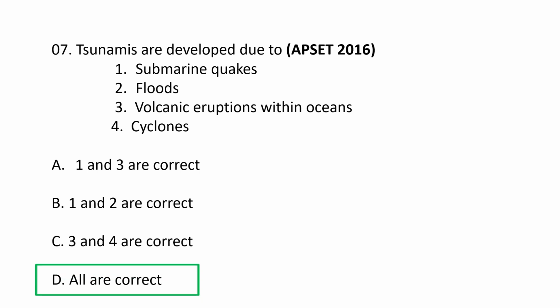Tsunamis are developed due to submarine quakes, floods, volcanic eruptions within the oceans and cyclones. Tsunamis are developed due to large-scale sudden displacement of ocean water, most commonly caused by powerful underwater earthquakes that cause vertical seafloor movement, but also by volcanic eruptions, underwater landslides, and rarely meteorite impacts. So this disturbance pushes a large volume of water upward, creating a series of waves that propagate across the entire water column, unlike regular and wind-driven waves.